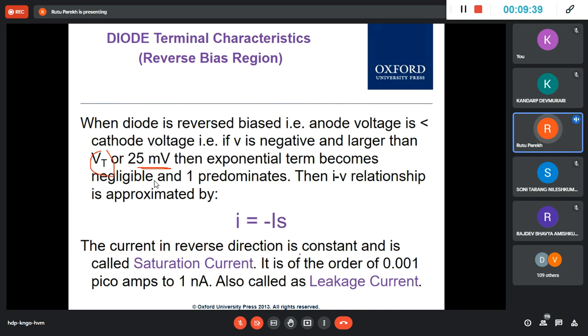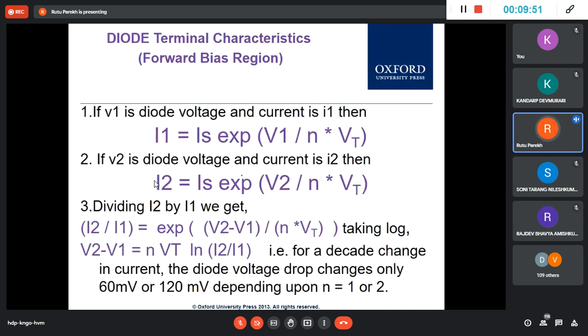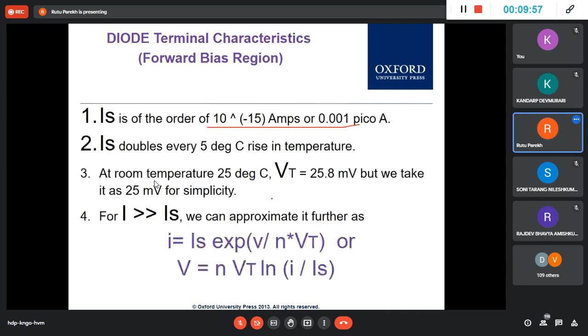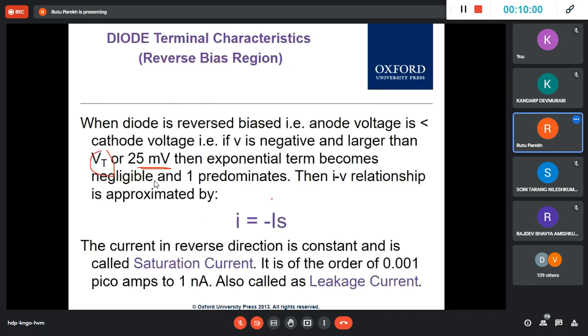So the current in the reverse direction is constant and is called saturation current, because for whatever V you are changing, the exponential term is negligible and your I is equal to Is. So it is almost constant, as you can see here, and it can be proved by the equation also. Okay. And it is of the order of 0.001 pico. Pico is 10 raised to minus 12.